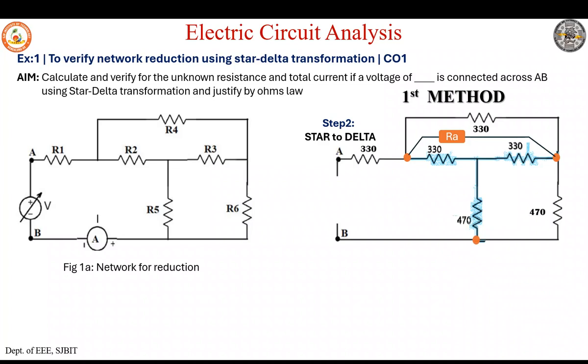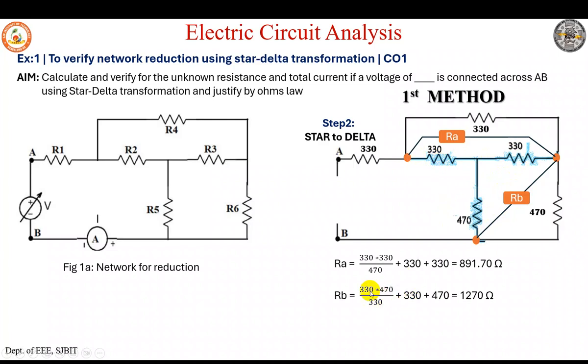So this is the first end, RA. What is the equation for RA? Which two are connected? 330 into 330 divided by the one which is not connected, 470. Plus the sum of these two will give us 891.70. Similarly for RB, which two are connected? 730 and 330. So their product divided by the one which is not connected, 330, plus this 330 plus this 470 would give us 1270.